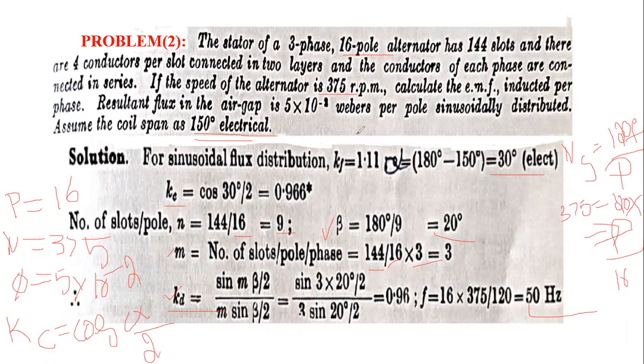Clear? First of all, we write down the KC. Calculating the KC, what is the formula for KC? That is cos alpha by 2. First we calculate the alpha value. How will we calculate that alpha? That is 180 degrees minus the electrical span, which is 150 degrees.